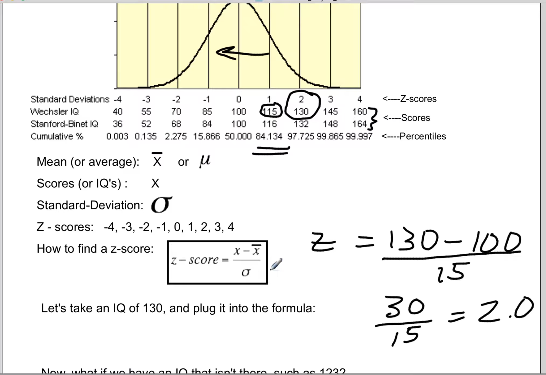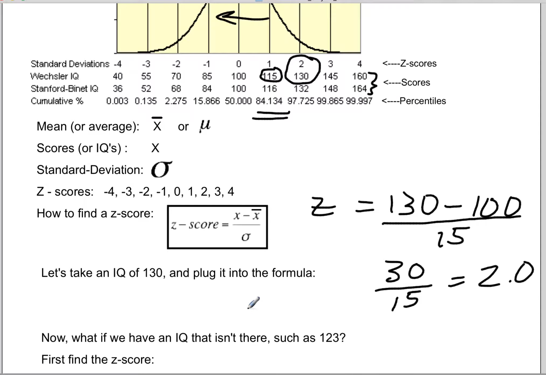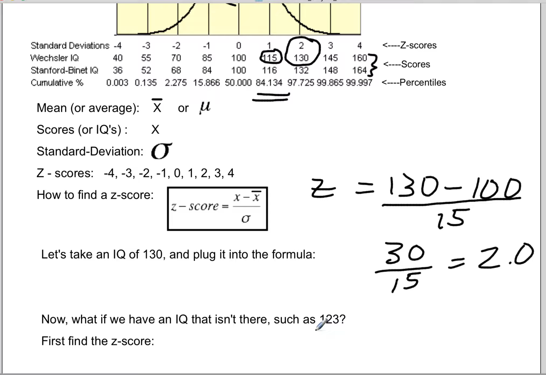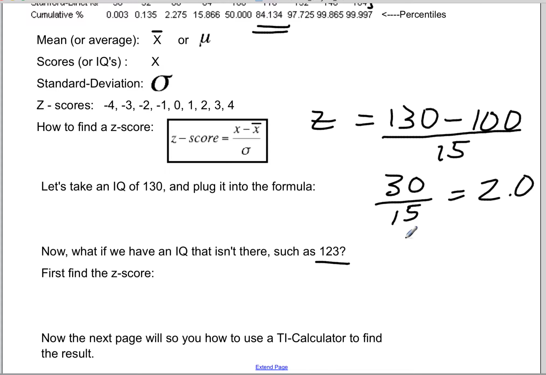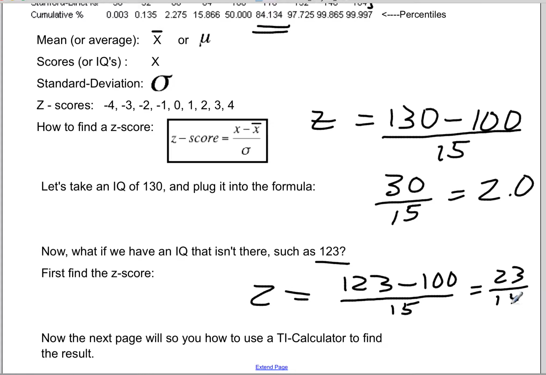Now, what if your IQ falls in between 115 and 130? How do you find out exactly what that is? Okay, let's say we have an IQ of 123. So, first of all, we're going to find the z-score. We take 123, subtract 100, and divide the whole thing by 15. That gives us 23 over 15, which works out to 1.5333, repeating, as a z-score.